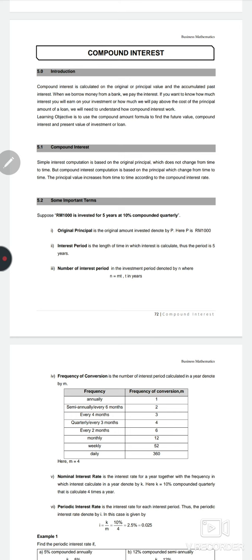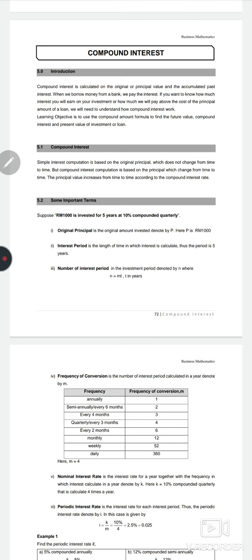The learning objective is to use the compound amount formula to find the future value, compound interest and present value of an investment or loan. Okay, compound interest. Simple interest computation is based on the original principal which does not change from time to time. But compound interest computation is based on the principal which changes from time to time. The principal value increases from time to time according to the compound interest rate.